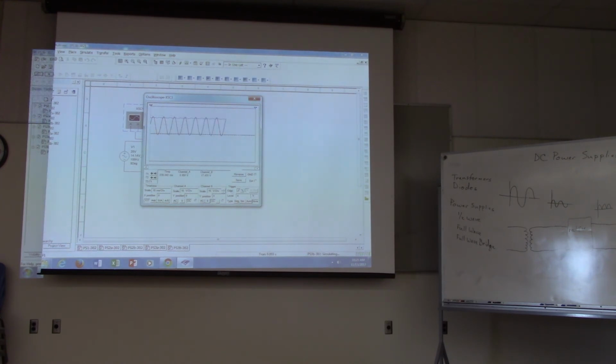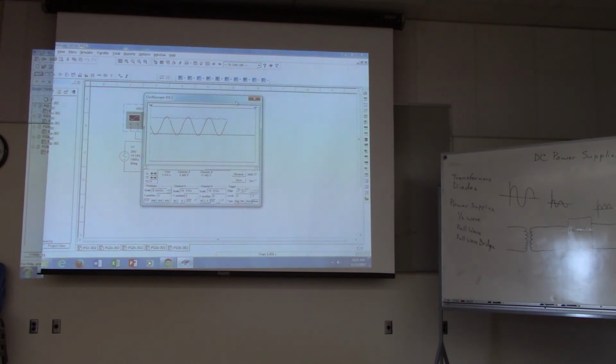So then we can also change the time per division. It's sort of hard to see, but the output is actually being charged when you have a positive peak and also when you have a negative peak. Okay, so you're getting charged up in both of these cases. So that's good. The output is actually a little bit flatter because it's getting charged twice as often.